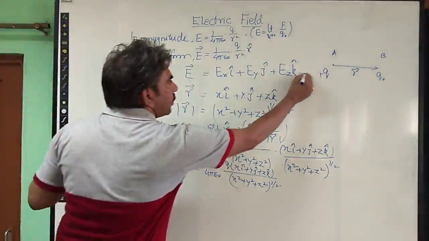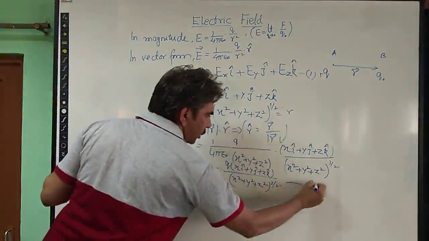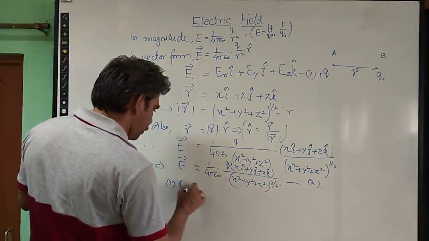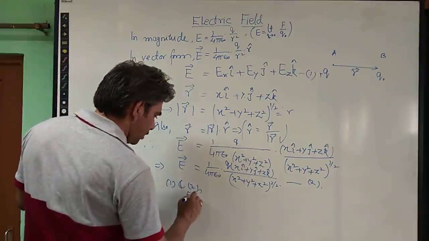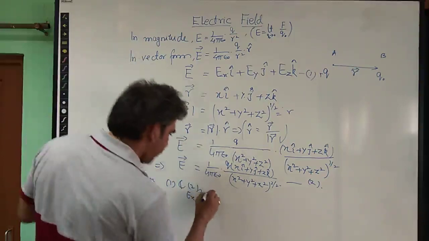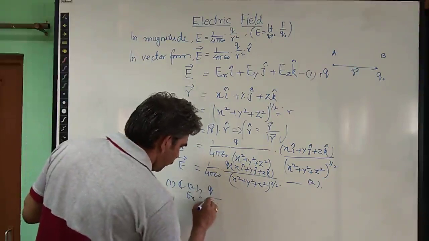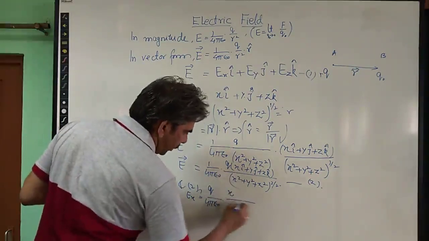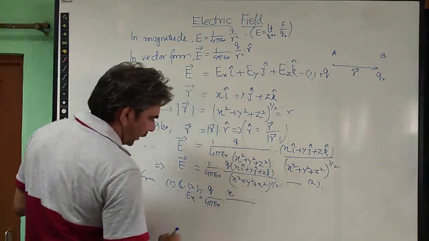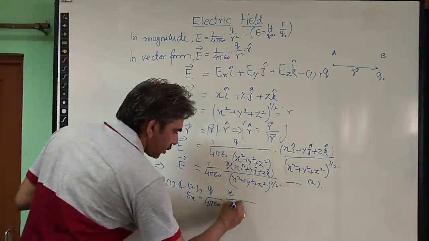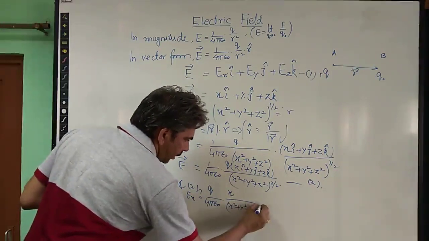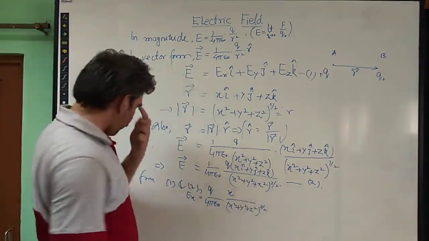So from this, let this be equation number 1, this be equation number 2. From 1 and 2, Ex can be written as q upon 4 pi epsilon naught into x upon x square plus y square plus z square power 3 by 2. This is the x component of the electric field.